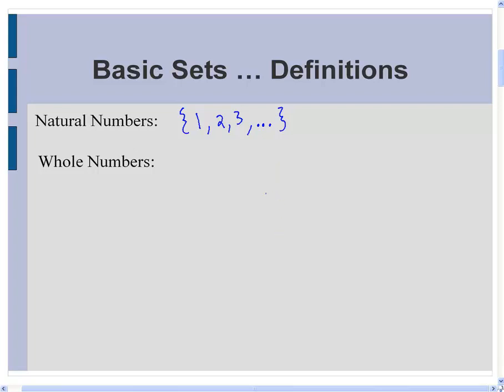The whole numbers are an extension of the natural numbers, where we also include the number 0. So the whole numbers would be the set containing 0, 1, 2, 3, and again the ellipses to signify that they continue on. So these are the sets of numbers that we will start with, and as we progress in this course, we will learn how to work with other sets of numbers.